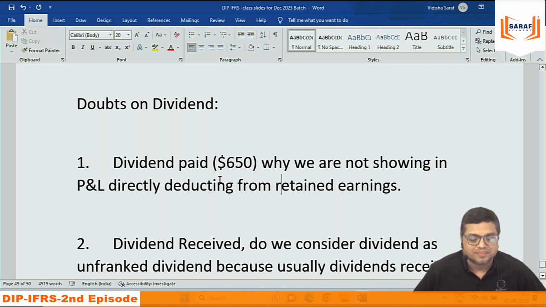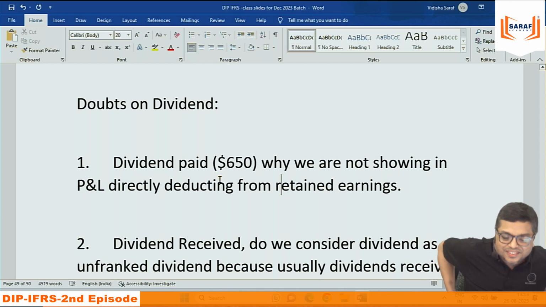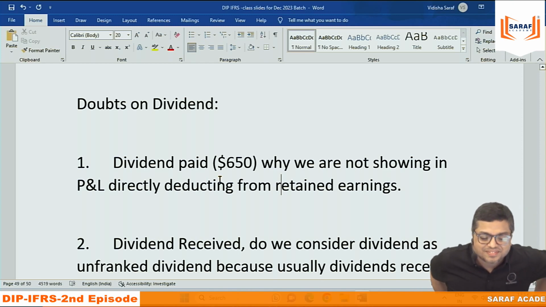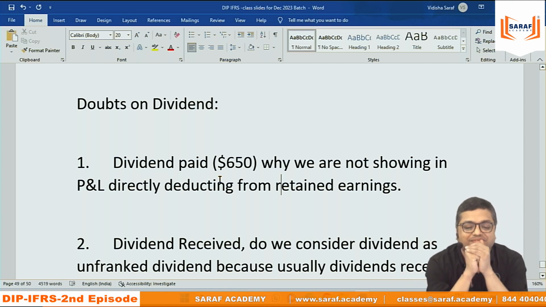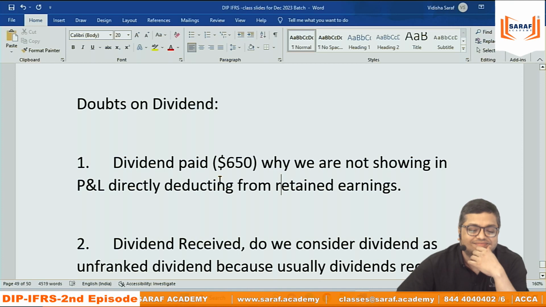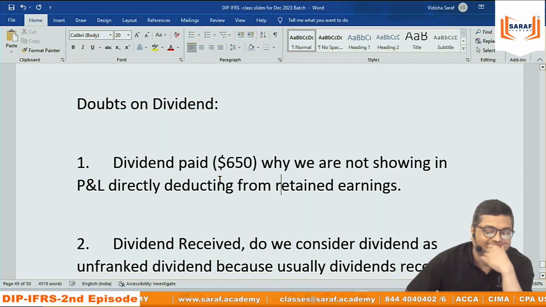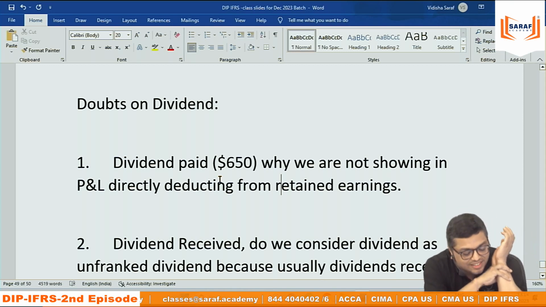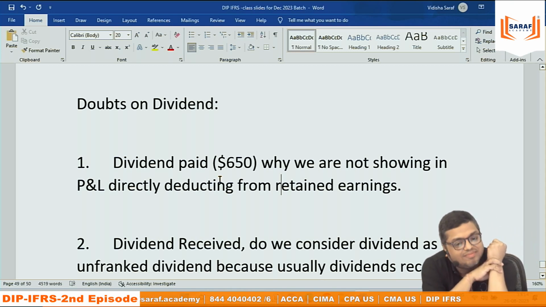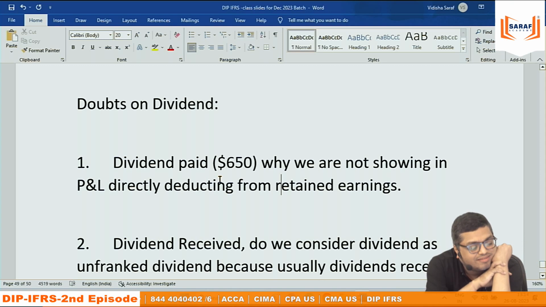No, dividend is not an asset actually. Dividend is an owner portion, owner equity. That's the main thing. Because we know the profit and loss account only goes for the day-to-day operating activities. It can be expense, it can be income. But dividend is not income. Dividend is not a liability, but it is the owner's portion.